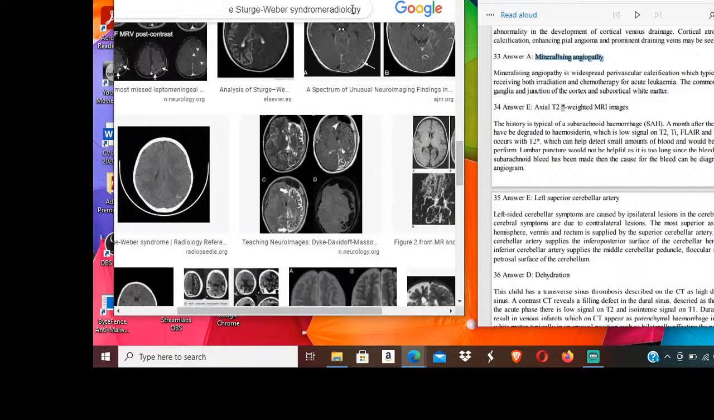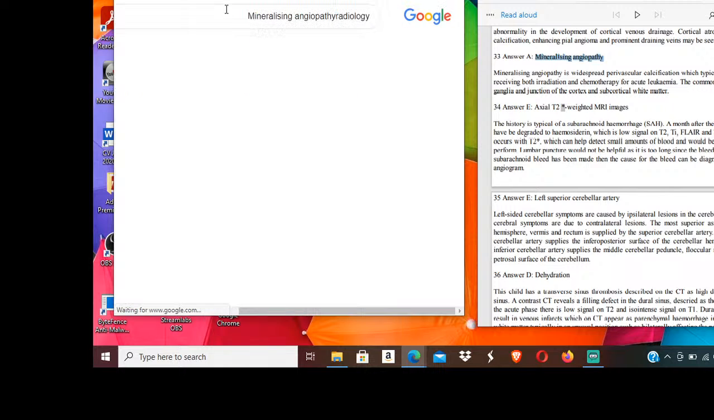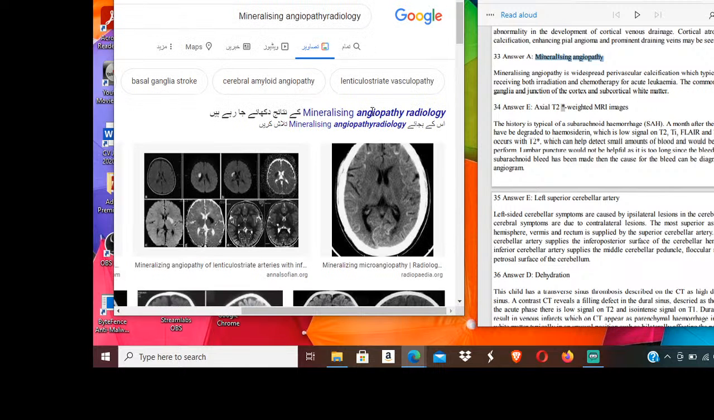A. CT cerebral angiogram. B. Lumbar puncture. C. Axial STIR MRI images. D. Coronal FLAIR MRI images. E. Axial T2 star weighted MRI images.